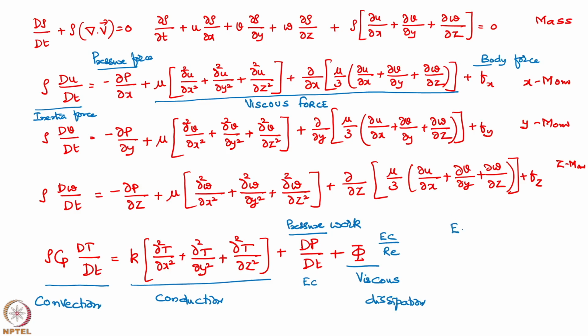Eckert number is equal to u infinity squared divided by Cp into T infinity minus Ts. This term is important only if the flow is more than subsonic, that is, for supersonic flows only. For subsonic flows, these two terms can be neglected.